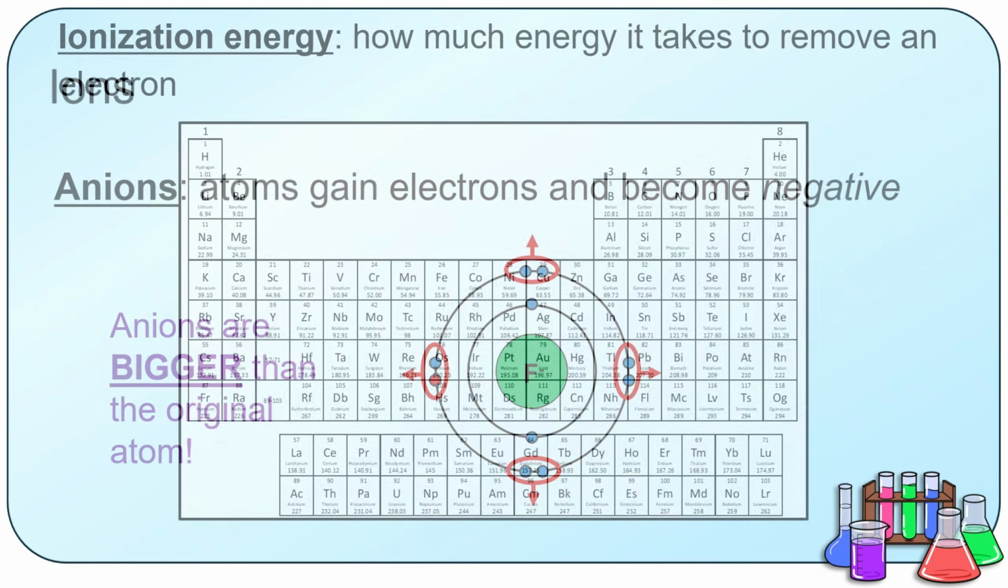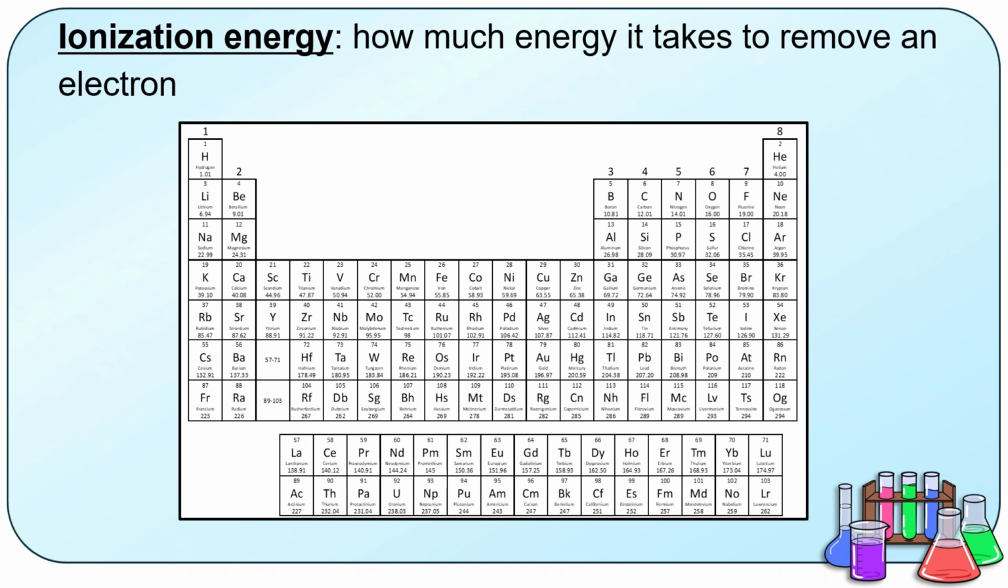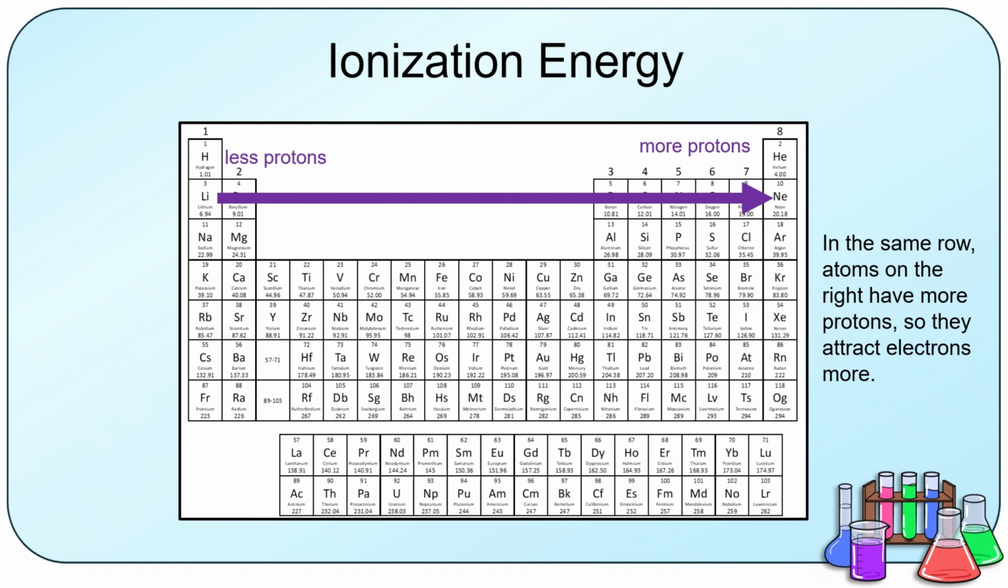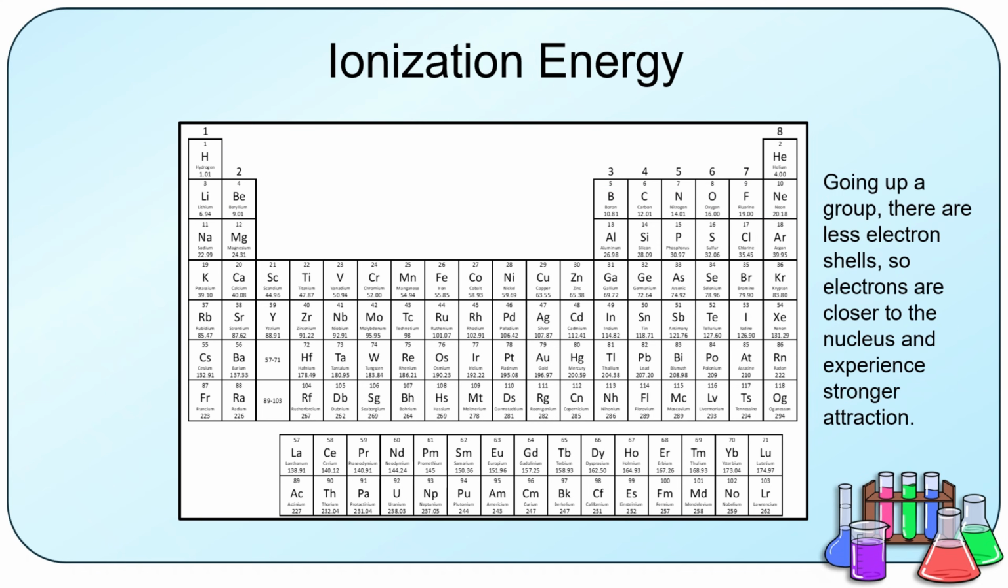The second periodic trend is ionization energy. Ionization energy is how much energy it takes to remove an electron from an atom. This is how ionization energy increases on the periodic table. Helium has the highest ionization energy, and francium has the lowest. Here's why. In the same row, atoms on the right have more protons, so they attract their electrons more. It'll be harder to remove their electrons, and they'll have higher ionization energy. In the same group, when you go up a group, there are less electron shells, so the valence electrons are closer to the nucleus. They'll have stronger attraction to the nucleus, so they'll have higher ionization energy.